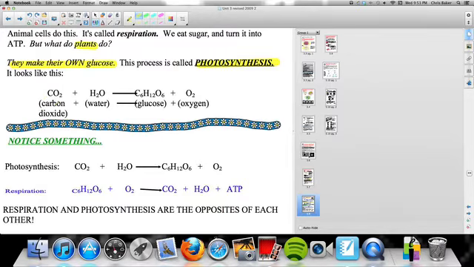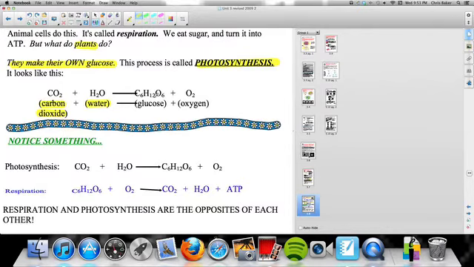What they do is they take carbon dioxide. Remember, that's what we breathe out. So they take carbon dioxide. They take that in through their leaves. And then they take water. And they get that through their roots.